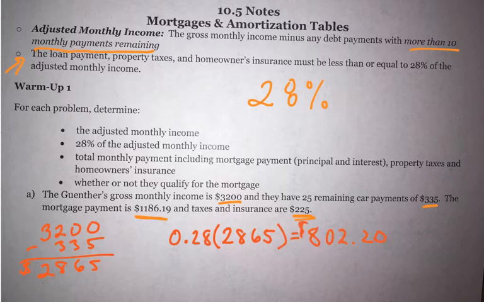Just looking at this, we can see that the 28% is already too little to cover the mortgage payment. So mortgage and insurance combined would be the $1,186.19 plus the $225. But we already know that that's going to be greater than the $802.20 that we have as our 28%. So these people would not qualify for their mortgage.